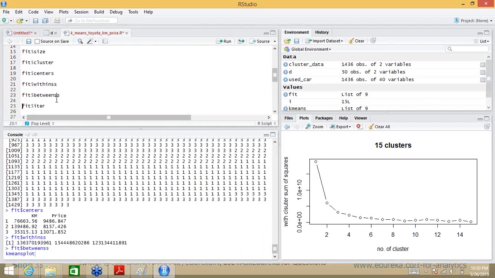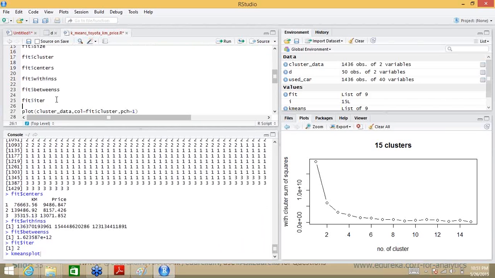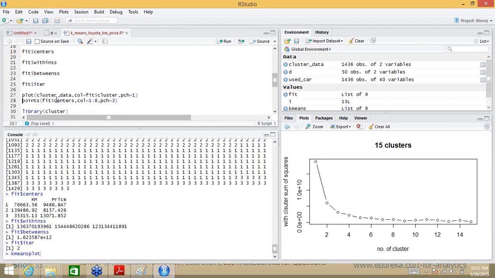Okay, these are all the ones. You can actually view all these things, whatever I showed you earlier, between SS, one by one. So let's plot this out. What I want to emphasize here is that R comes with great visualization.